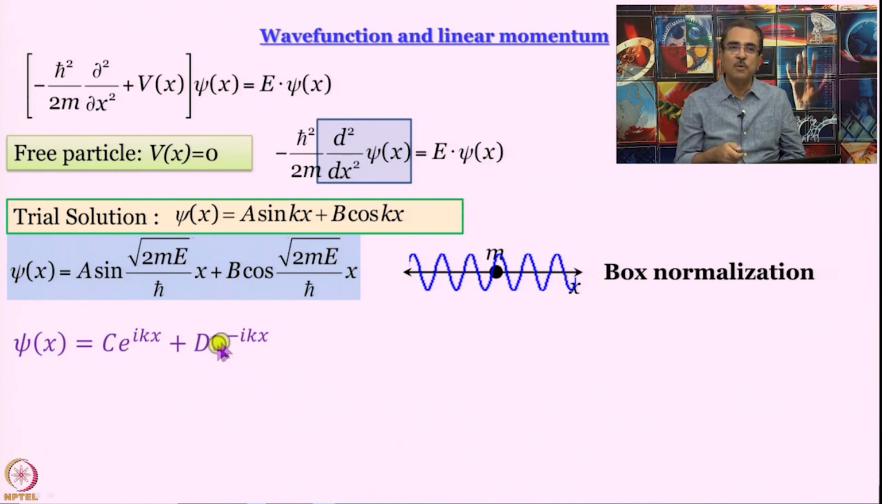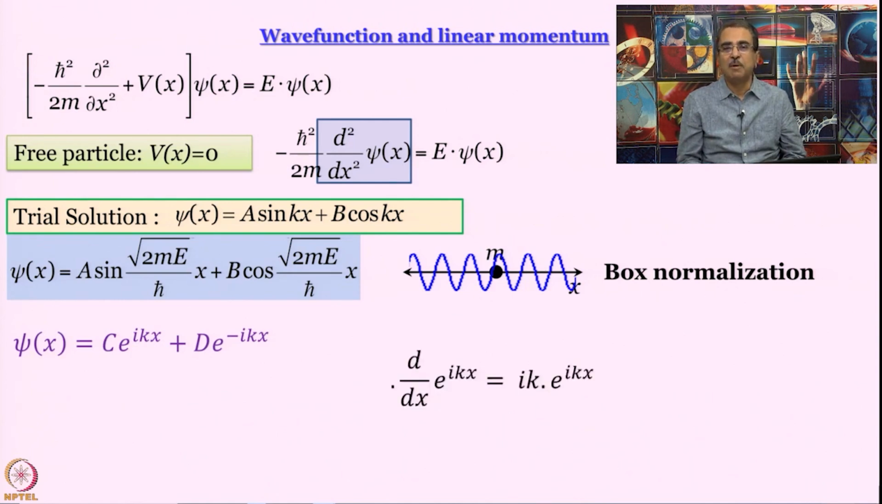I think we all know that e to the power ikx is equal to cos kx plus i sin kx. E to the power minus ikx is equal to cos kx minus i sin kx. Now if you multiply e to the power ikx by c, multiply e to the power minus ikx by d, and add them up, you are going to get something that will be a sum of sine and cosine functions. But the good thing about writing the function in this particular form is that it starts making sense.